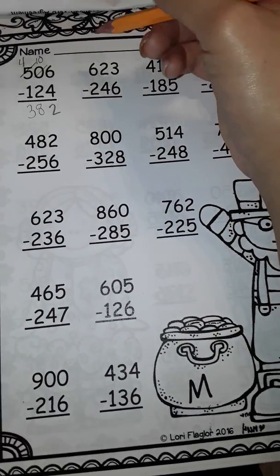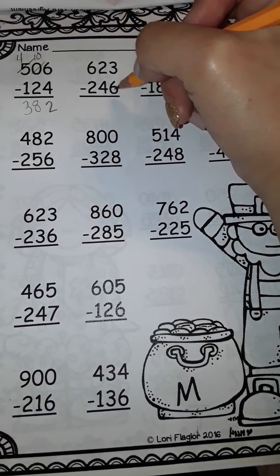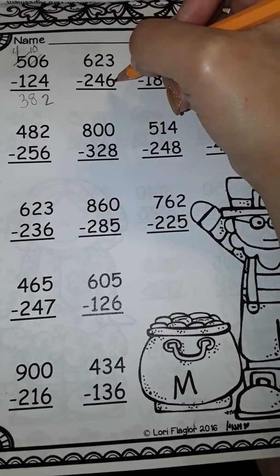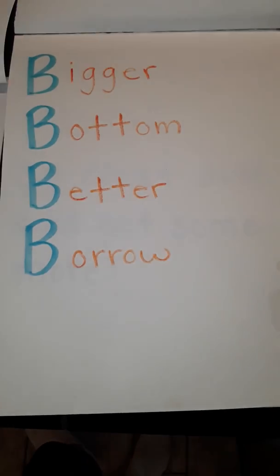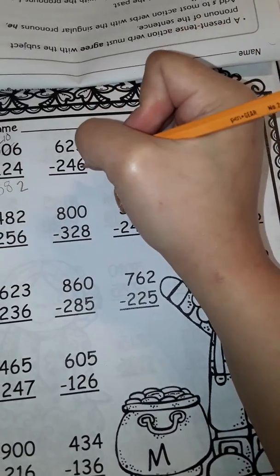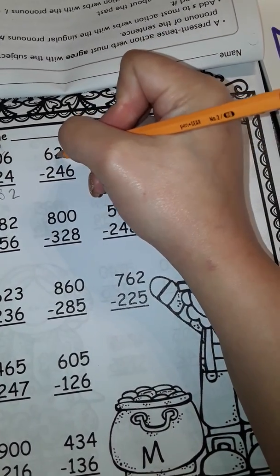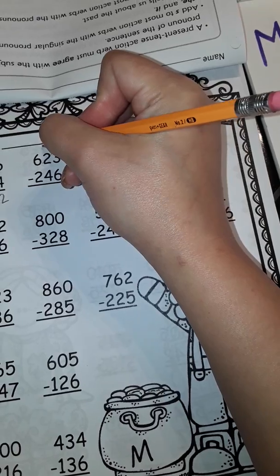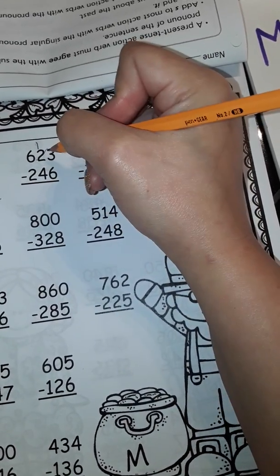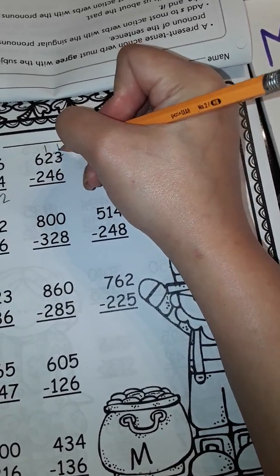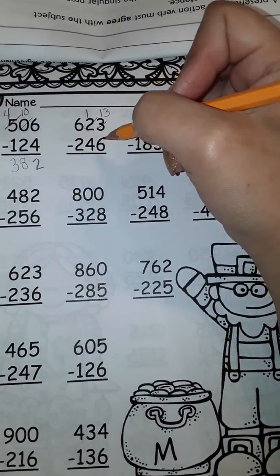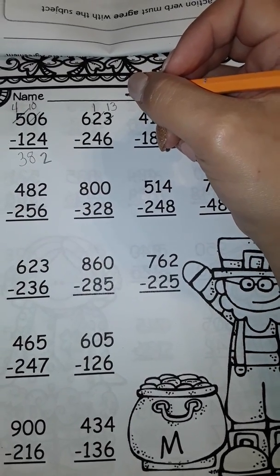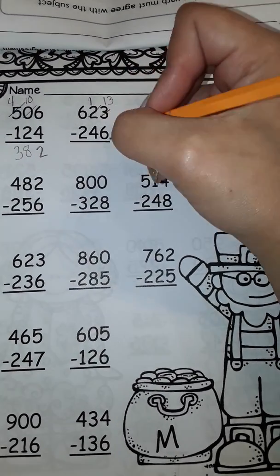Moving on to my next one. Starting on my one side, I have 3 minus 6. Can I do that? No. I have a bigger bottom, so I better borrow. More on the floor, go next door and get some more. So I'm going to take 1 away from my 2. That becomes a 1. And my 3 becomes a 13. Now I can subtract. 13 minus 6 is 7.